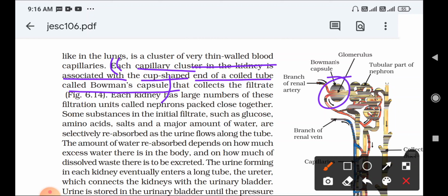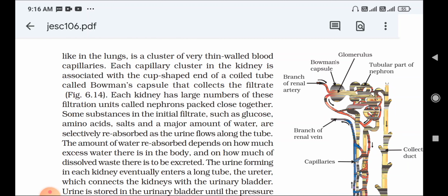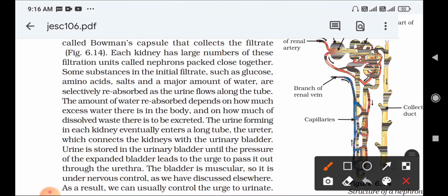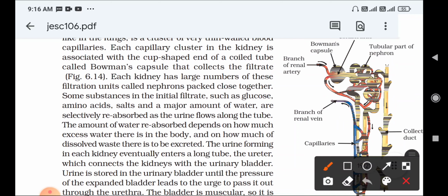This is the main structure: the cup-shaped Bowman's capsule that collects the filtrate. So what does the Bowman's capsule mainly do? It filters, and it collects the filtrate. Each kidney has a large number of these filtration units called nephrons.